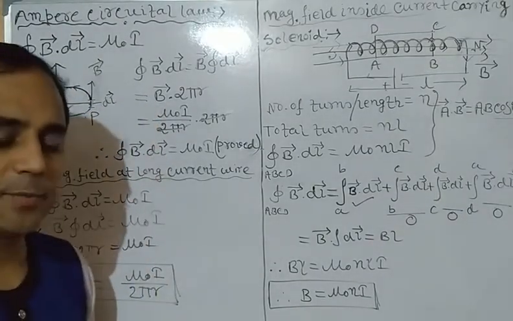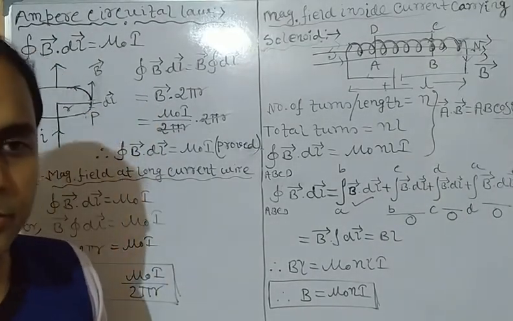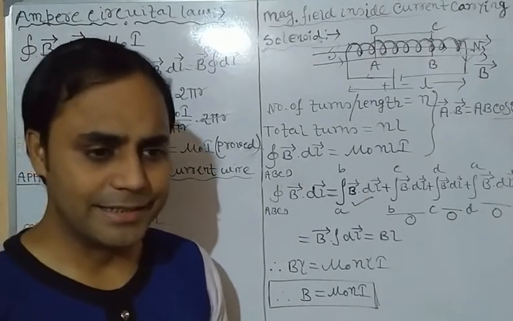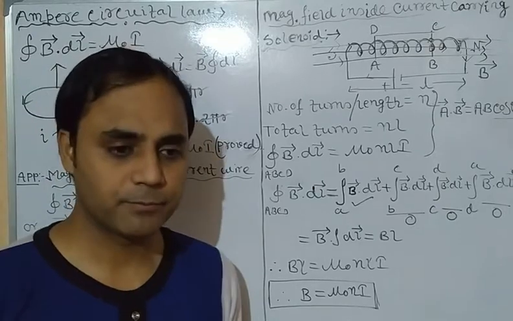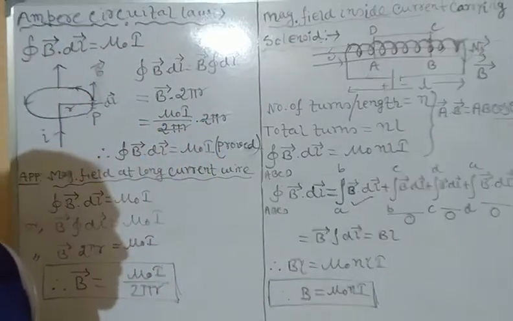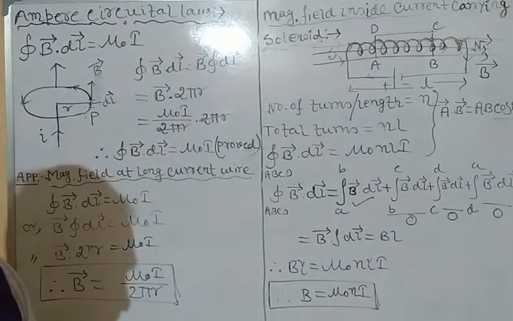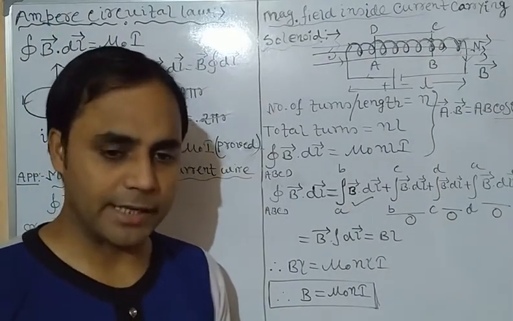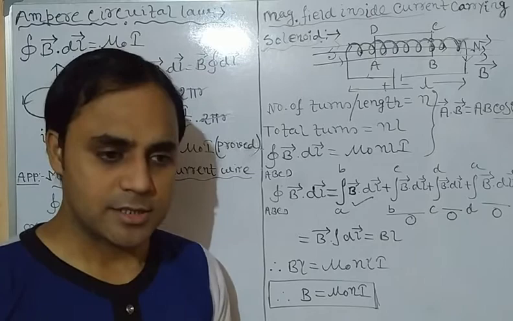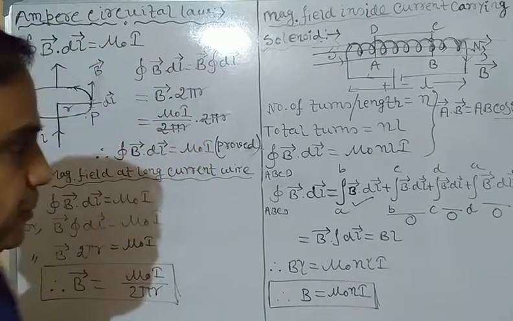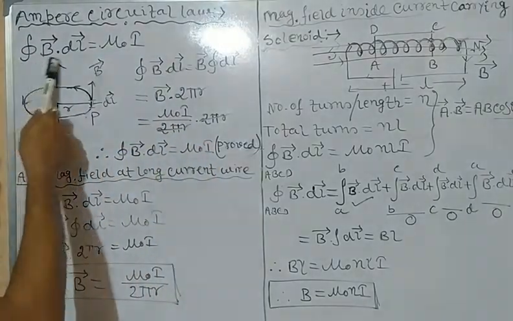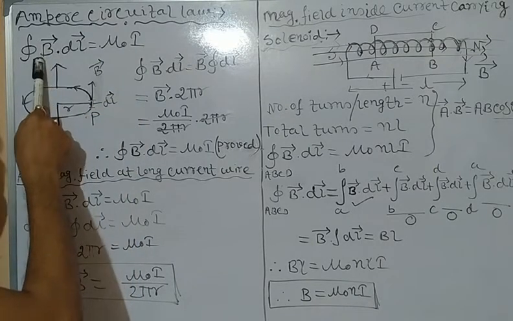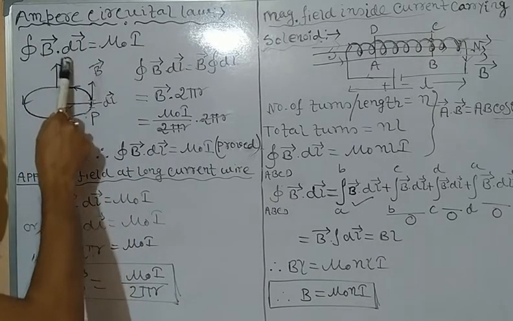This law states that the closed line integral of a magnetic field created due to a current carrying conductor equals the permeability of the medium in which the conductor is placed times the total current threading or surrounded by the loop. This is the mathematical expression of Ampere's circuital law. B indicates the magnetic field, dot dl means the line integral.